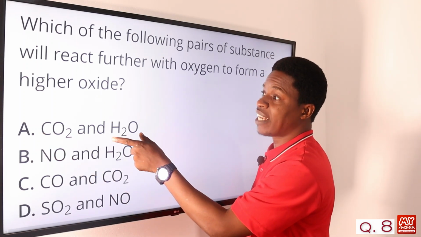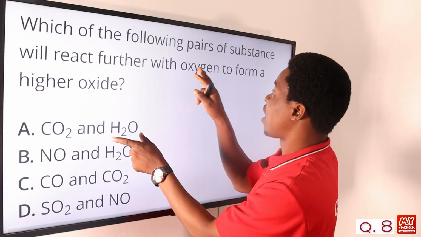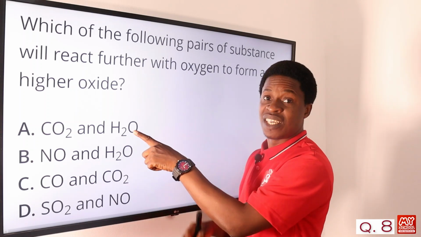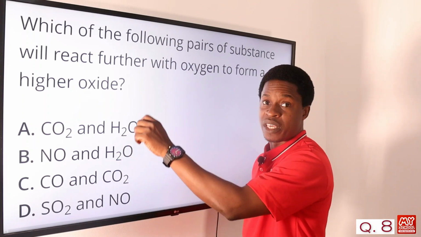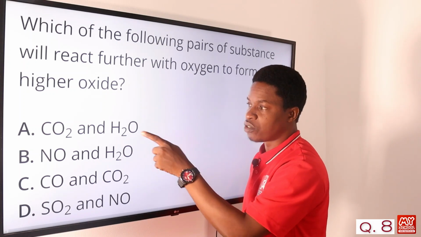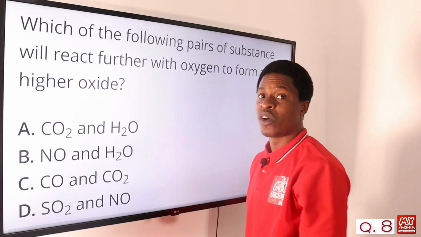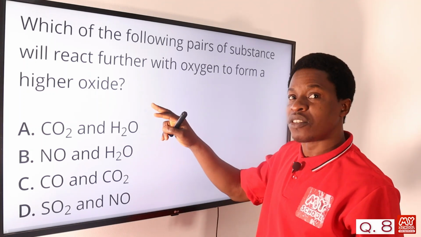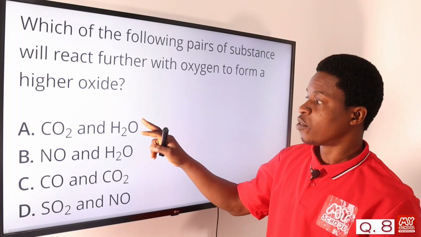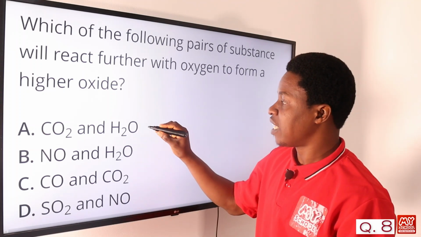The same thing if you react further with oxygen, you are going to have 3 moles of oxygen. So there's no name for that. Even if you add half of oxygen to it, you are going to have H3O. H3O will become an ion, H3O positive. That is not a higher oxide. That is an ion. So option A is eliminated.